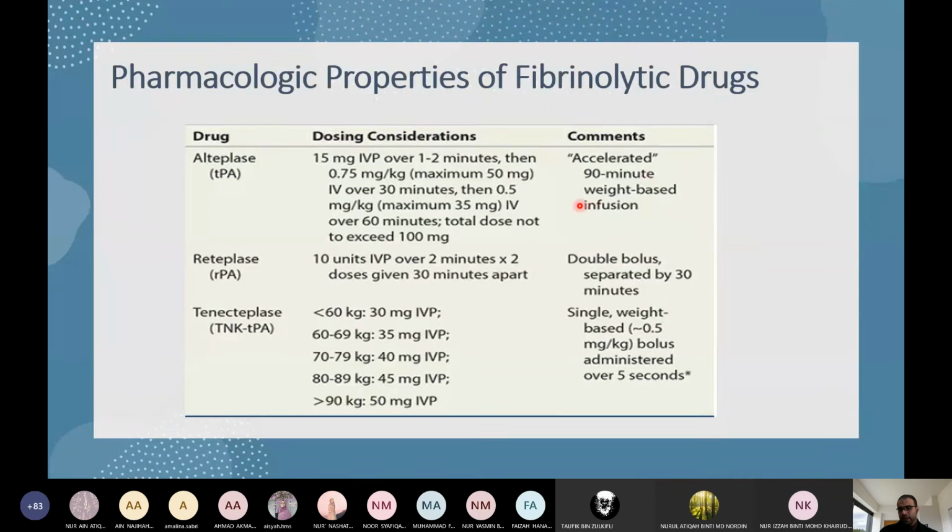And you can see here, the alteplase actually is given as an infusion. The other two are boluses. This one is a double bolus separated by 30 minutes. This one is a single bolus that should be weight adjusted.